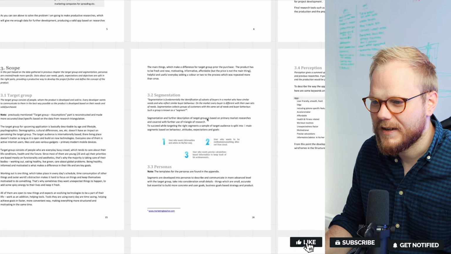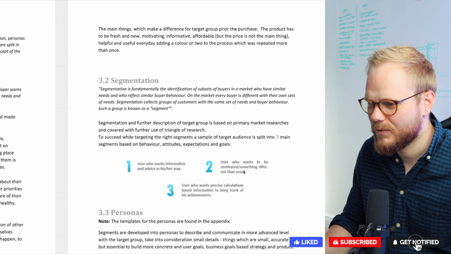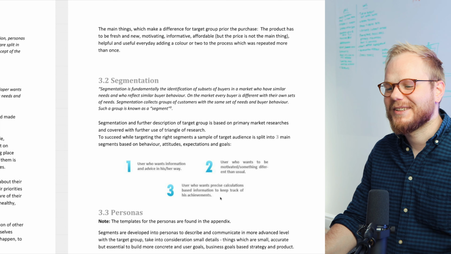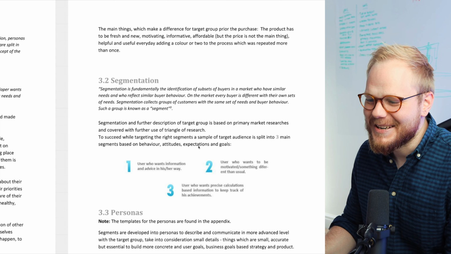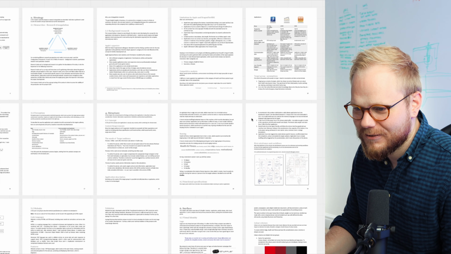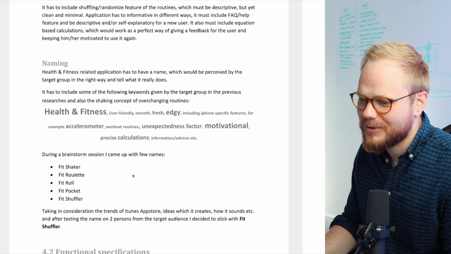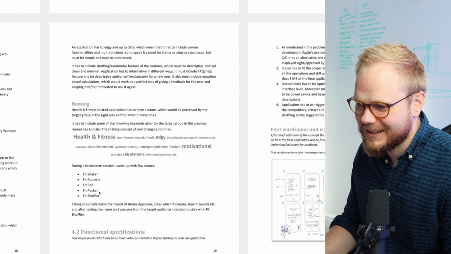And having said that, there is a bit of segmentation here, like user who wants information, user who wants to be motivated, user who wants precise calculation. But this is, I guess, from that survey, right? That's how it looks. Kind of went through a lot of marketing spiel, like the naming, so consider how to increase the adoption of the marketing, like the names.